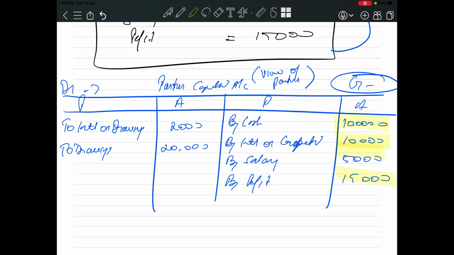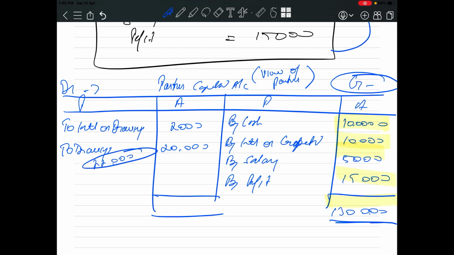Okay, see, we have to check whether which side is higher. Okay, so 1 lakh plus 10,000 plus 5,000 plus 15,000. So the total of this side is 1 lakh 30,000. Okay, now you see this side, the total of this side is how much? 22,000. Okay, so the gain side is much higher.